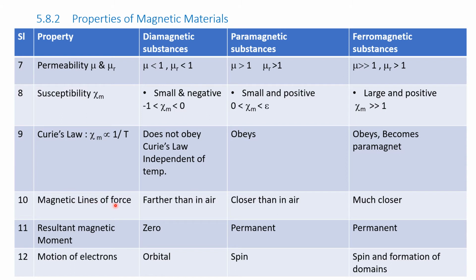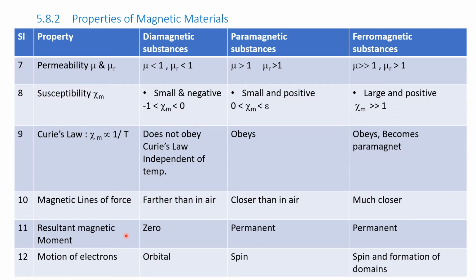Magnetic lines of force. In diamagnetic substances, they are farther apart than in air, that is, widespread. One line is far from another, there is a lot of distance. In paramagnetic substances, they are closer than in air. In ferromagnetic substances, they are much closer. That means magnetic lines of force are much closer in ferromagnetic substances.